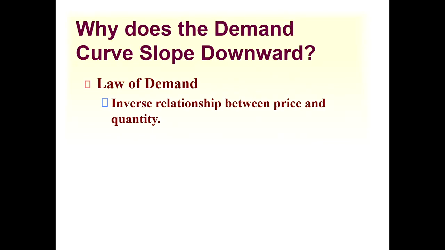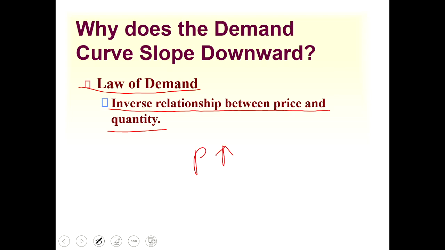So you might be wondering why the demand curve slopes downward. It is due to the law of demand. Here we have this important law that you really need to understand, the law of demand. The law of demand states that there is an inverse relationship between price and quantity. As the price increases, quantity decreases. And as price decreases, quantity increases. So this is called an inverse relationship. The demand curve slopes downward because of this relationship.